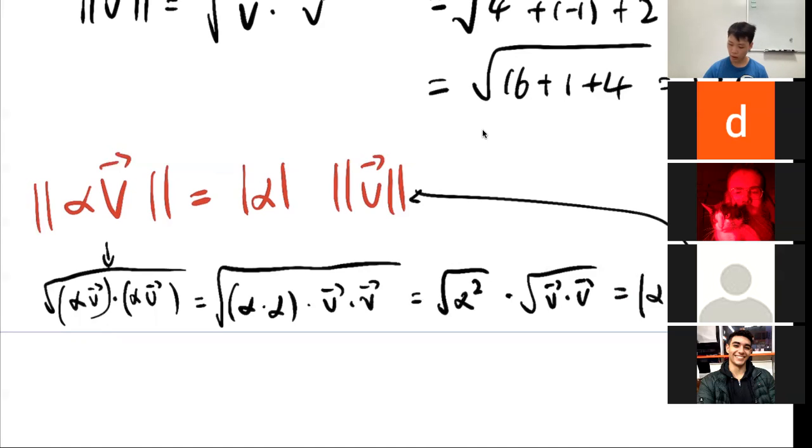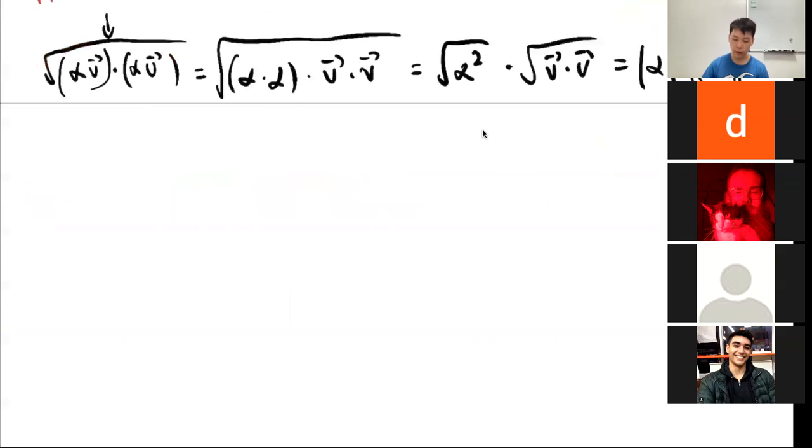And another property is that the zero vector, or the vector for the origin, has length 0, right? Because the coordinates are 0, 0, 0 for all n, and when you sum up 0 squared, it is still 0. So the length is 0 by the definition.